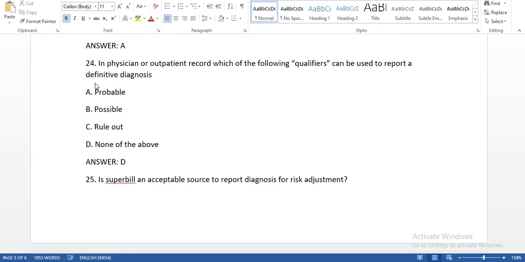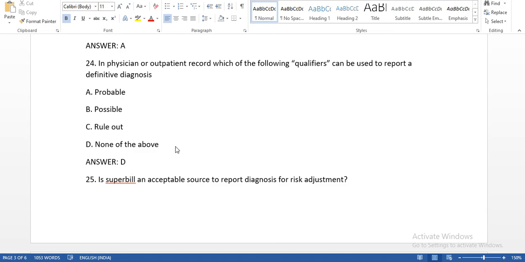Question number 24. In a physician or outpatient record, which of the following qualifiers can be used to report a definitive diagnosis? These are all uncertain conditions: A probable, B possible, C rule out, D none of the above. Here our answer is D.